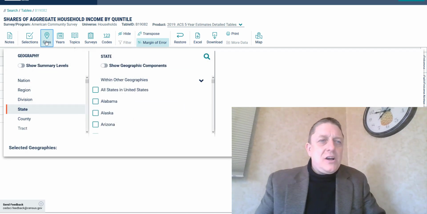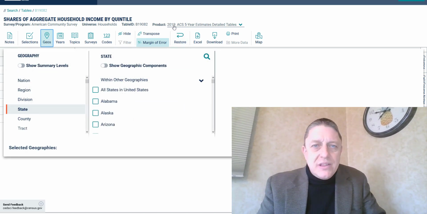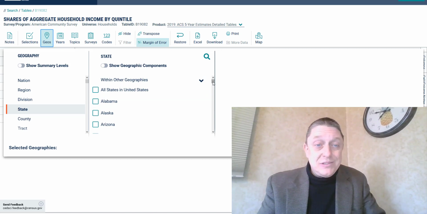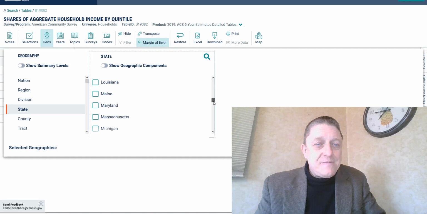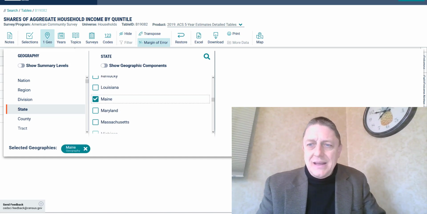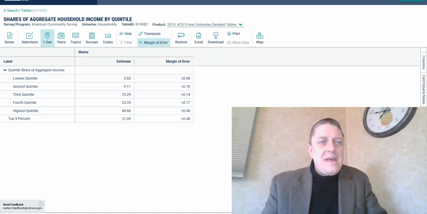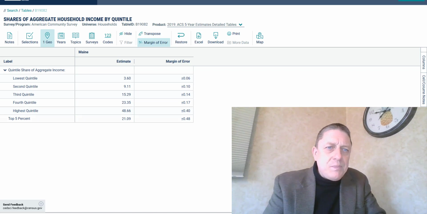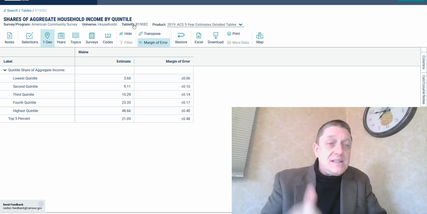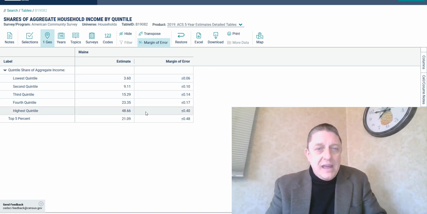So again, I'm going to go to Geographies. I'm here in 2019 American Community Survey 5-year estimates, detailed tables. And I'm going to find Maine again, and I'm going to click that. And now that it's selected, I can hit close on the right. And when I close that, now you'll notice up here, the label no longer says United States. It says Maine, because this is talking about Maine.